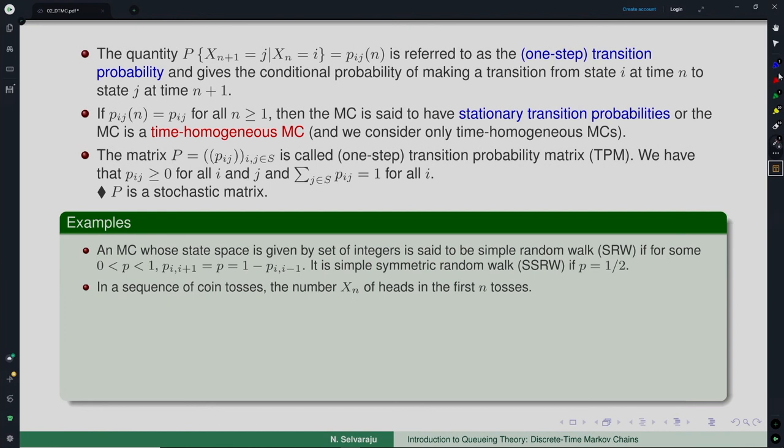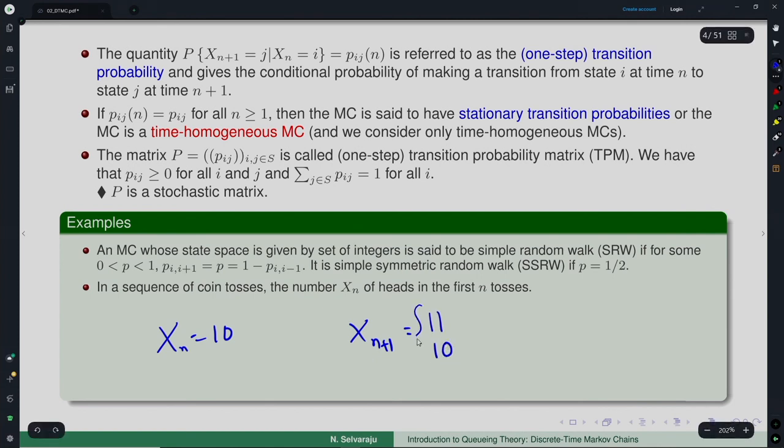So, if you write what would be xn, suppose my xn is equal to 10. Now, xn plus 1 would be what? It is either 11, if the n plus 1 toss turns out to be head, then it will move to 11, or it will remain as 10, one of these values. So this is nothing but xn plus 1 or xn remains as xn, right, in the n plus 1 toss.